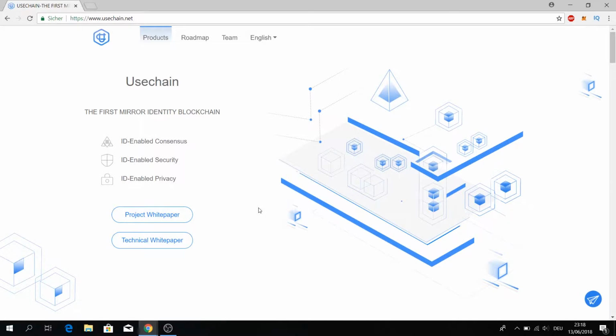Hello everybody, Crypto Reviewer back, and today it is about Usechain. Usechain is the first mirror identity blockchain.